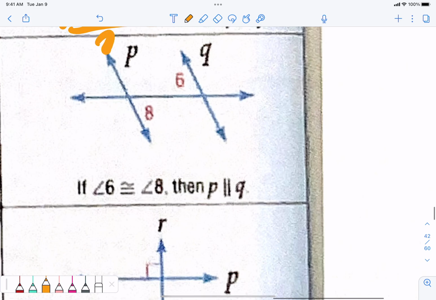Down here, we don't know if P and Q are parallel, but if 8 and 6 are the same, do P and Q have to be parallel? Yes, because those are alternate interior angles. So it's saying the opposite. We don't know that they're parallel now, but if we know they're the same measure, they have to be parallel. We're proving that they're parallel, so doing the opposite thing.